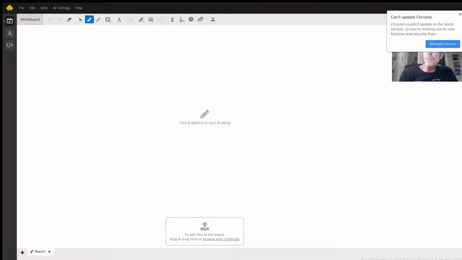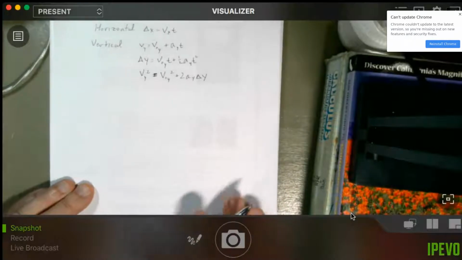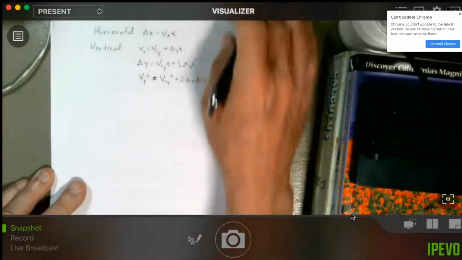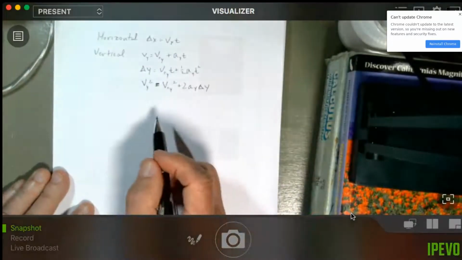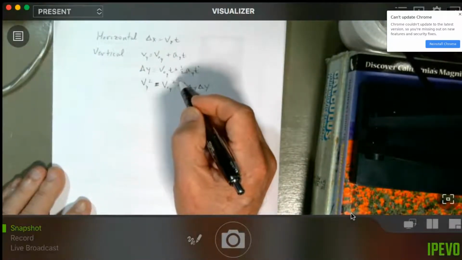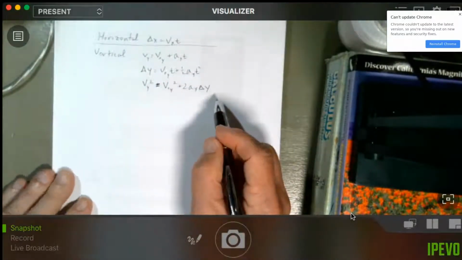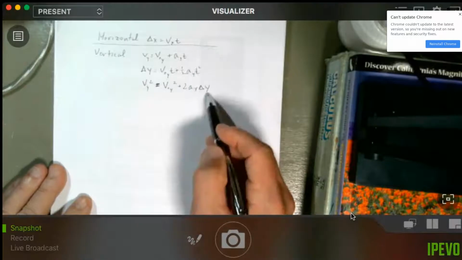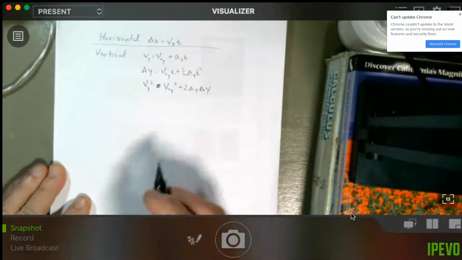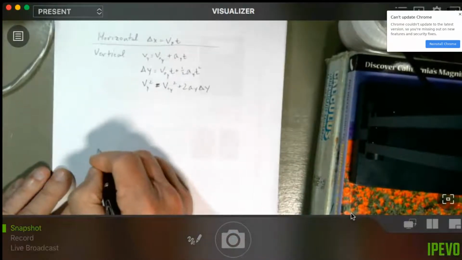To solve that problem, I'm going to switch screens here and do this on a piece of paper. So you probably recognize these as the equations of motion for kinematics. I've put subscripts on these because you would only use this first equation for the horizontal portion of motion and these three equations for the vertical portion of the motion. So I'm going to start with a little diagram.